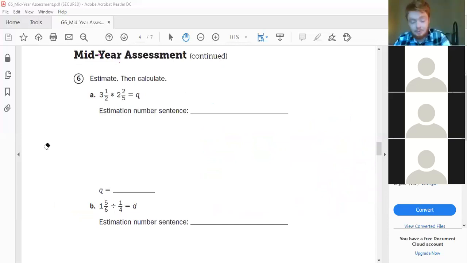Also, we can test what we just did. What is that? 1 and 5/6. What is 5 divided by 6? Okay, 0.83. 1.83. Ooh. Divided by 1/4. Oh, guys, I was right the first time.